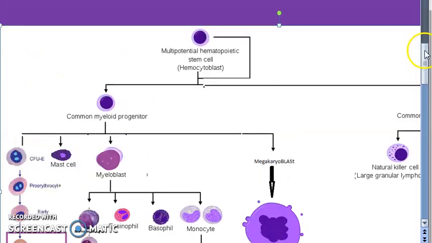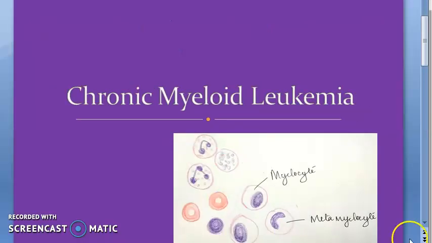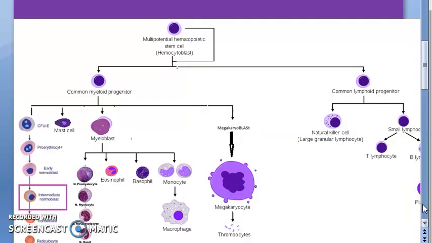But what you are seeing in the blood picture of chronic myeloid leukemia, you are seeing myelocyte and metamyelocyte. If you see myelocyte, metamyelocyte, that means it could be chronic myeloid leukemia. A very, very vague, a very high level we have told you, okay? Let's go to the details later.